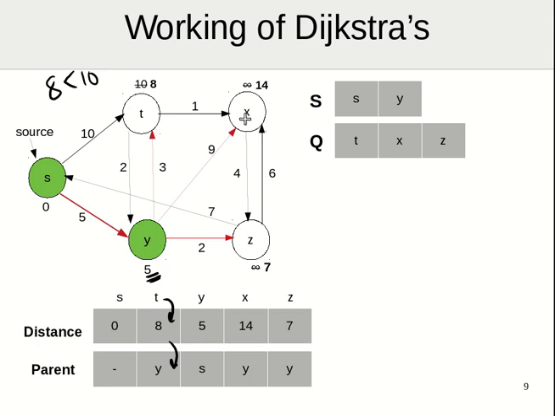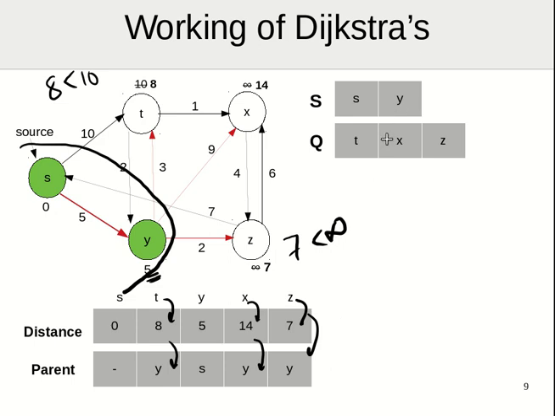Similarly, from y to x, actually I am trying to find the path from s to x. So s to y is 5, and these are visited, already done. From y to x is 9, so 9 plus 5 is 14, and 14 is less than infinity, so I'll update the distance of x to 14, and the parent is obviously y. Similarly, for the next neighbor, that is z, s to y is 5, so 5 plus 2 is 7, and 7 is less than infinity, so I'll update it to 7 and the parent is y. That's what I'm done. So I've updated the distance and the parent.